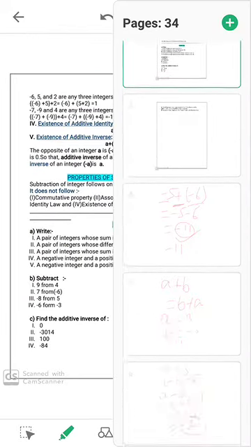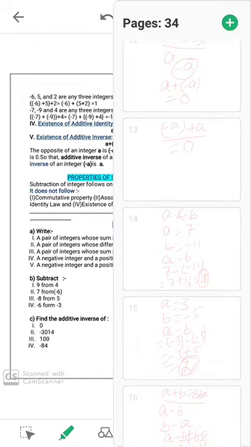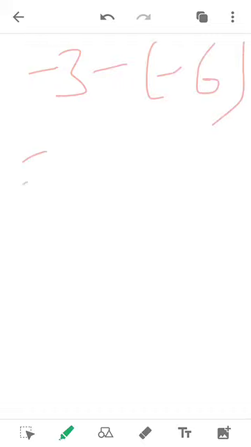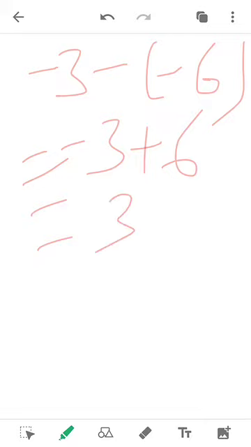Minus 6 from minus 3. Minus 3 minus minus 6, that is minus 3 plus 6, is equal to 3. I want to know from you, do you get that solution? I would like to share a short note for subtraction.